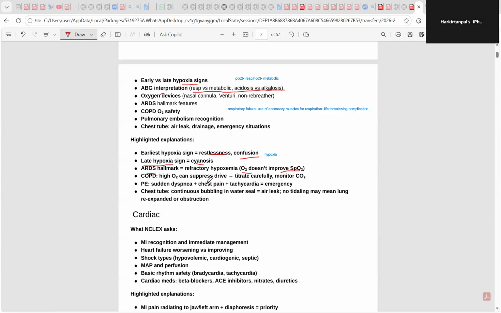Okay, and we know in COPD there is a retention of carbon dioxide, and also there is a barrel chest. Barrel chest means pursed-lip breathing. The client will sit in a tripod position. Why? Because the carbon dioxide is accumulated in the lung. It can lead to what? Respiratory acidosis.